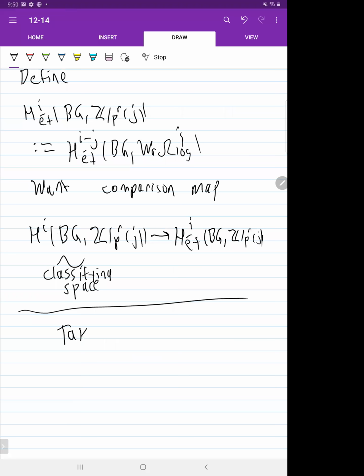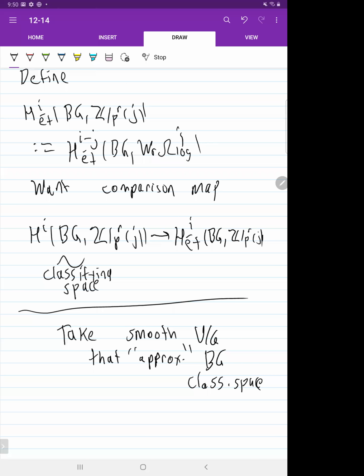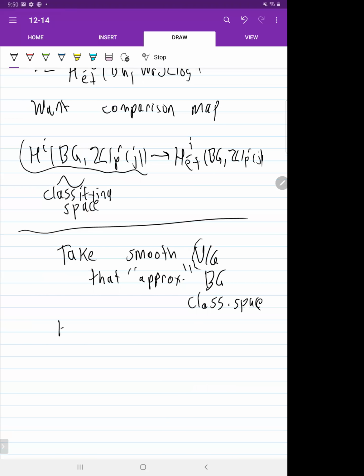Take a quotient that approximates BG, the classifying space, so that the weight j motivic cohomology of BG is the weight j motivic cohomology of U mod G. So then we have a G-torsor, and this gives a map, should probably use a different notation, from U mod G to the classifying stack.